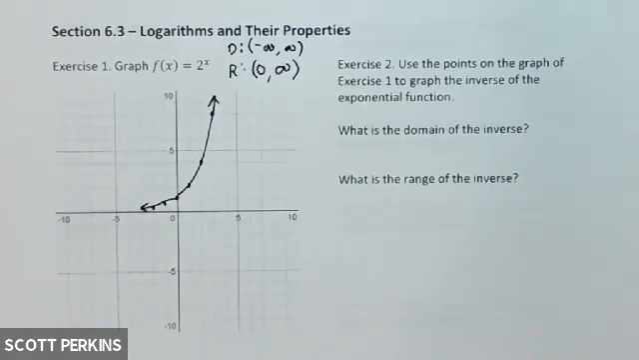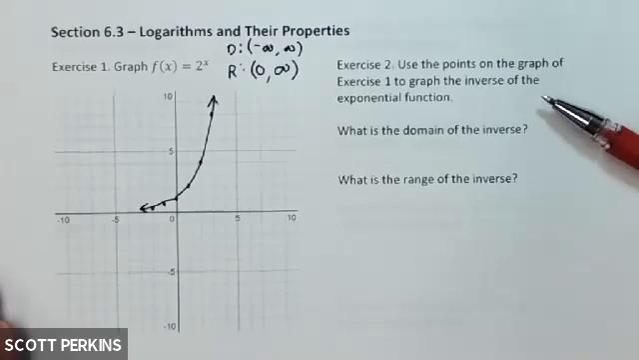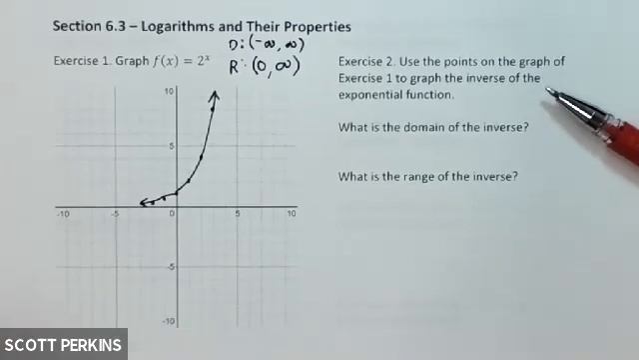So firstly, what I would like you to do is the first part. This is very similar to exercises we did in the first section. Use the points of that graph to graph the inverse. Remember, what is the inverse? How do I get the inverse? You swap the x and the y. That is it. Absolutely no thinking involved. You've just got to swap the x and the y values. So please do that.